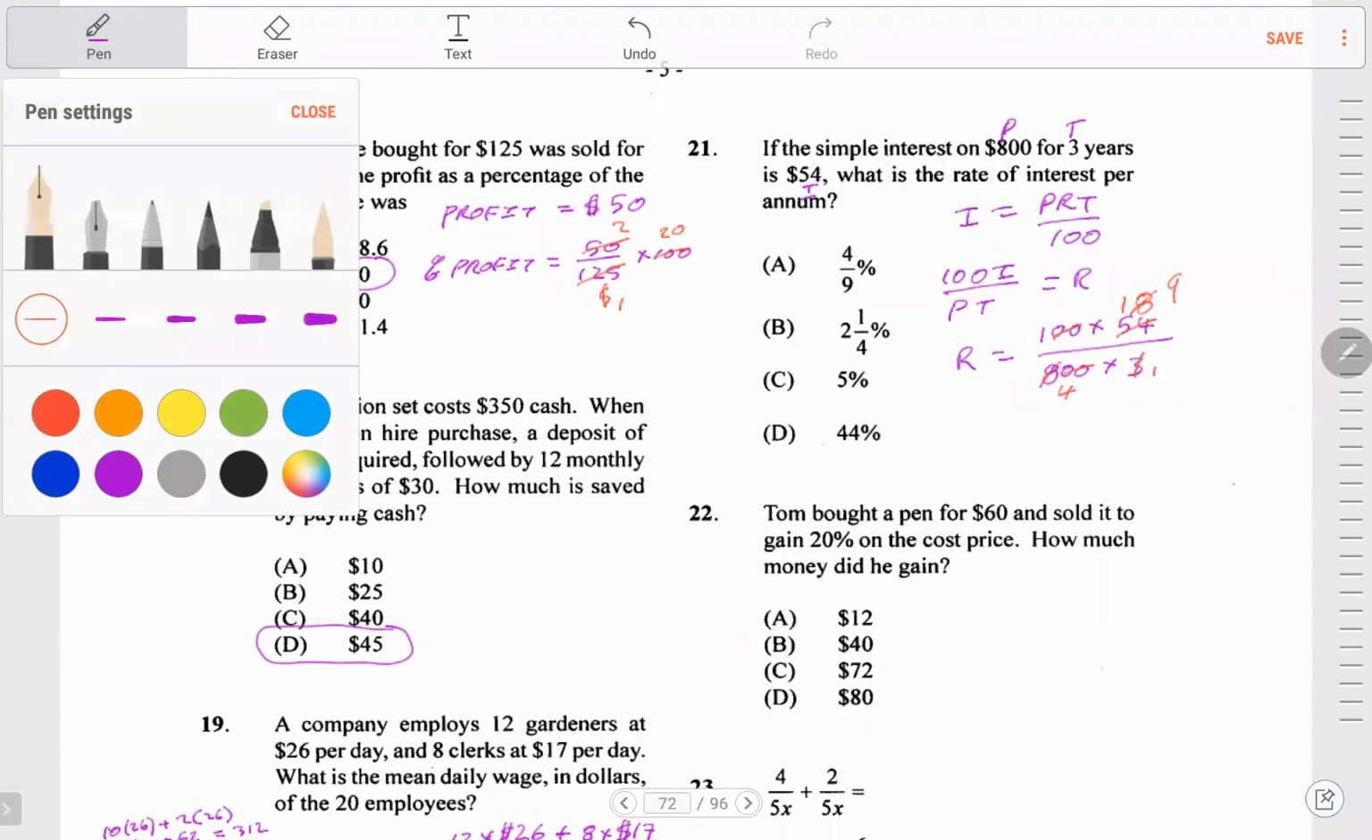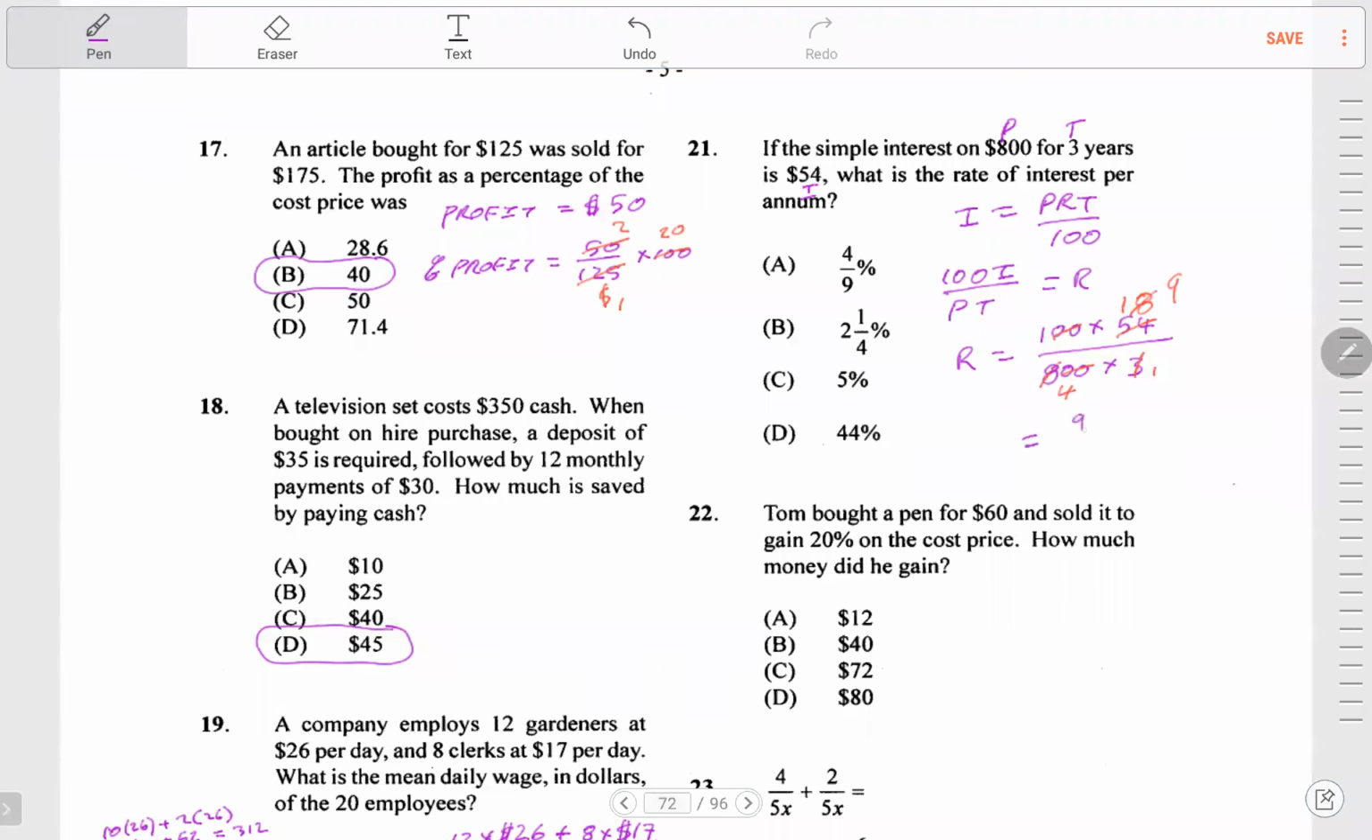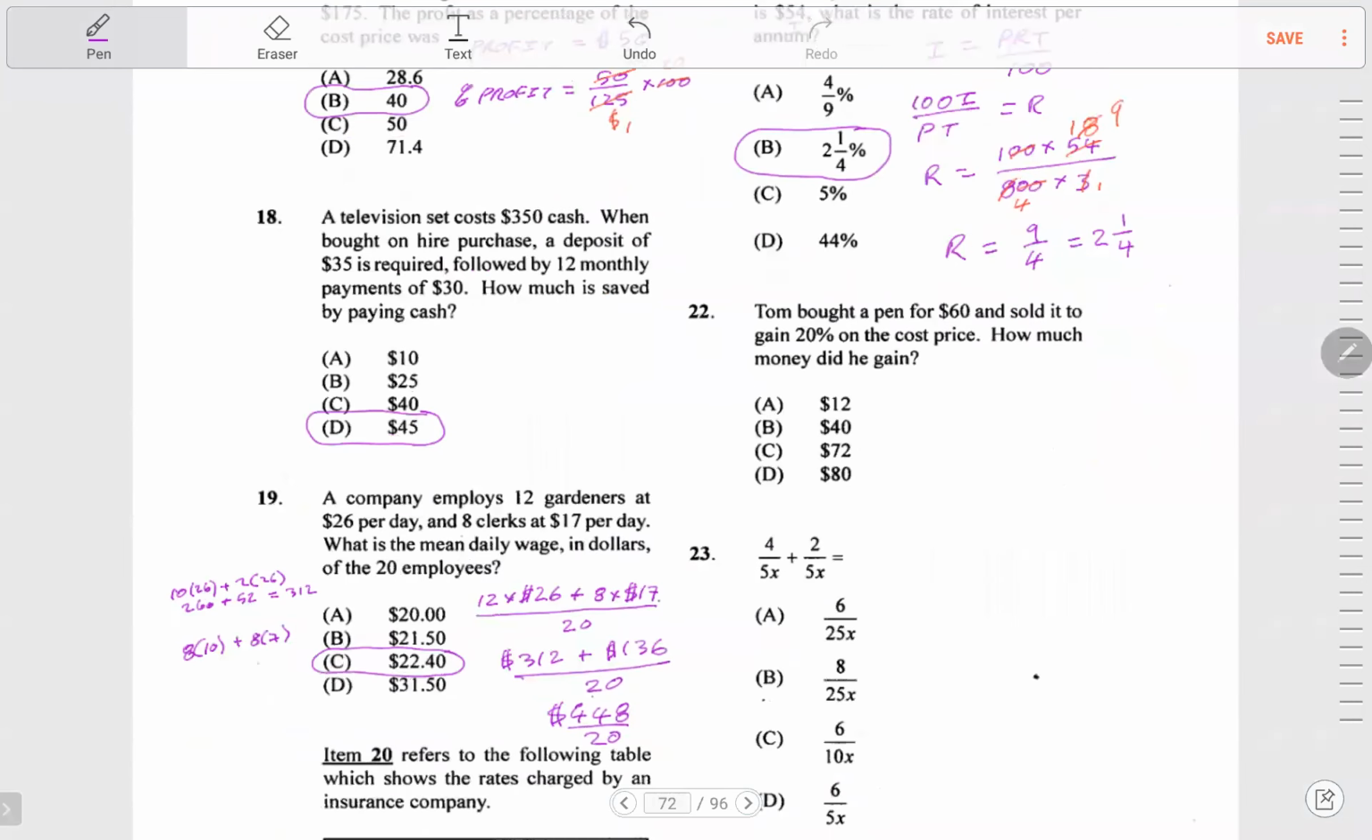9 over 4%, which is 2 remainder 1 over 4. 2 remainder 1, right? 2 1/4. See here. 2 1/4. That is it. Percent. That is the R. So take your time when you work it down in the exam.